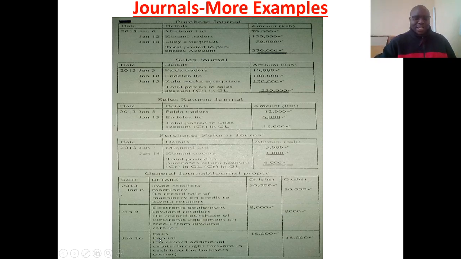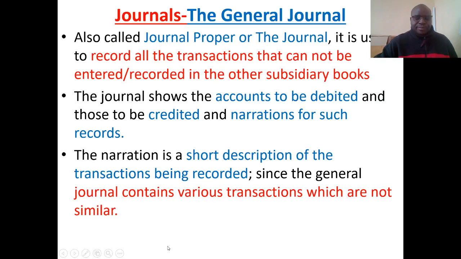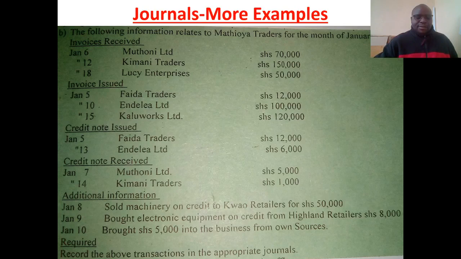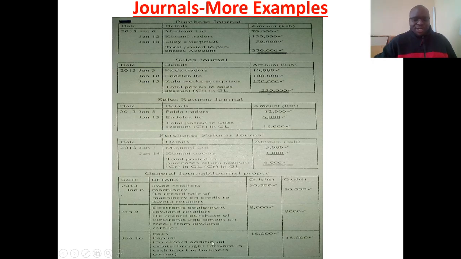On the 10th of January, Madhya Traders brought in 15,000 into the business from own sources, meaning that there was an investment. So the cash account increases by 15,000, and capital which is being injected increases by 15,000. You debit cash, you credit capital account. The narration is: recording additional capital in cash brought in by the owner.